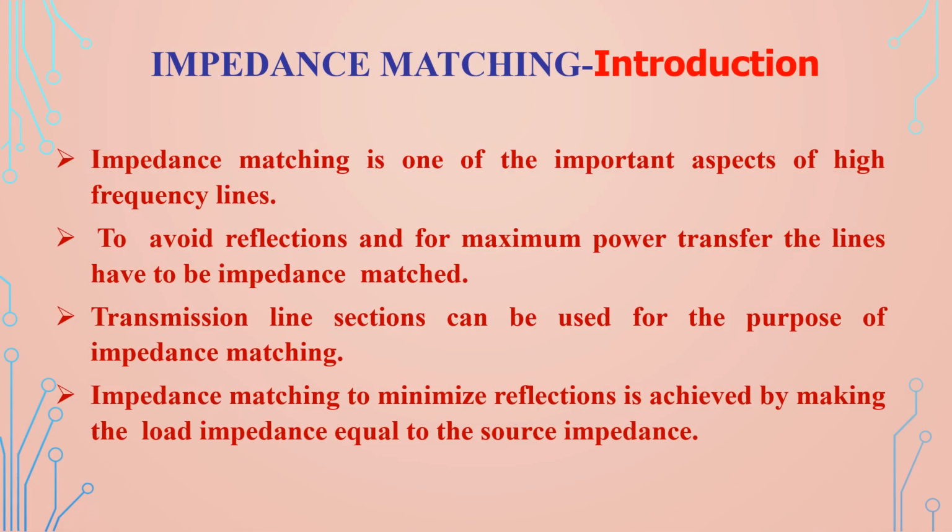What is meant by impedance matching? If I want the entire signal to be transmitted from the source to the destination, then one of the important conditions is that the source and the load are to be matched. We all know the maximum power transfer theorem. So a part of the transmission line can be used for the purpose of impedance matching. Why? Because it is used to minimize reflections so that the load impedance is equal to the source impedance.